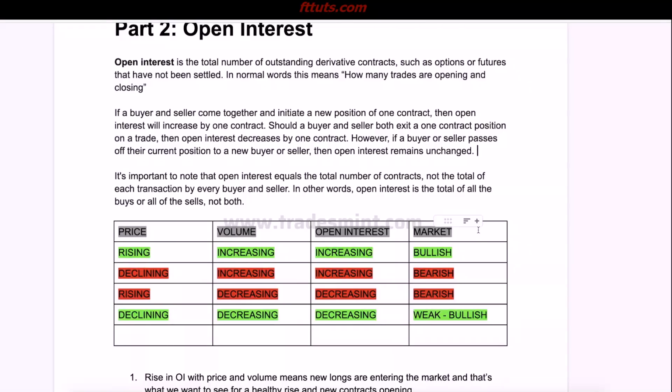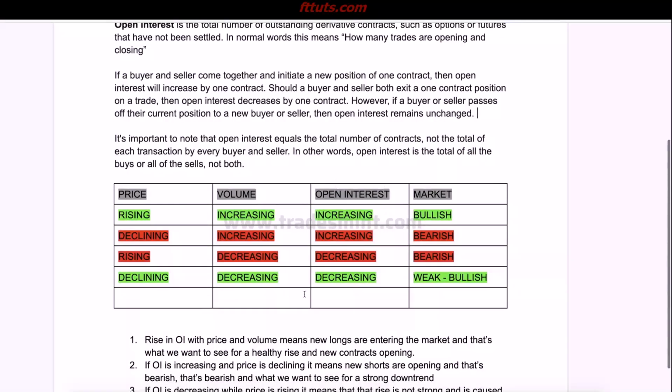One thing to keep in mind about open interest is that it equals the total number of contracts, not the total of each transaction by every buyer and seller. In other words, open interest is the total of all the buys or all the sells, not both. Okay, this is important. It's the total number of all the buys or all the sells. It's not both. So here's how we're actually going to interpret open interest.